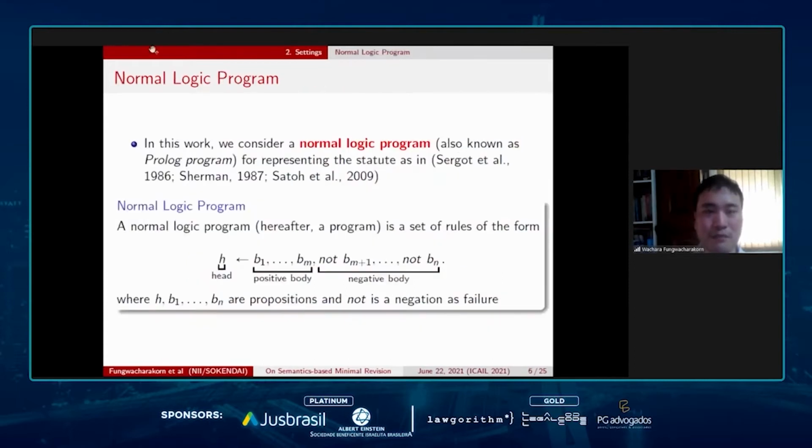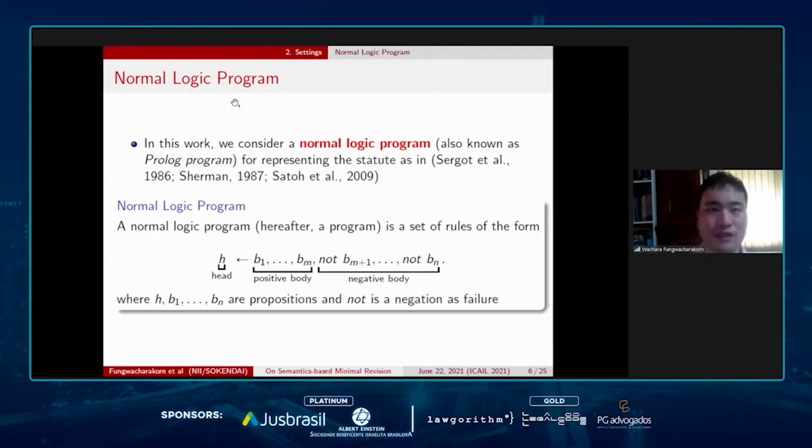Let me give some settings of this work. In this work, we consider a normal logic program, also known as a logic program, for representing the statute as in many previous works. A normal logic program, hereafter a program in short, is a set of rules in the form of head if bodies, where the body is divided into 2 parts. The first part is the positive body, and the second part is the negative body containing the negations, where the negations here shall be interpreted as negation as failure.